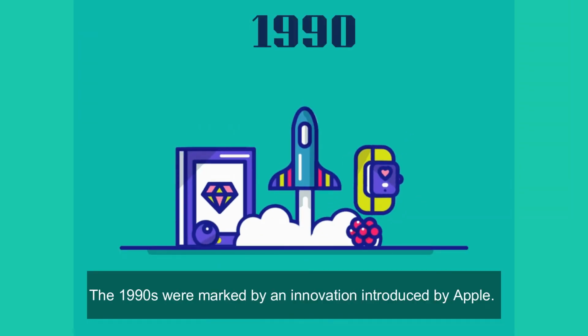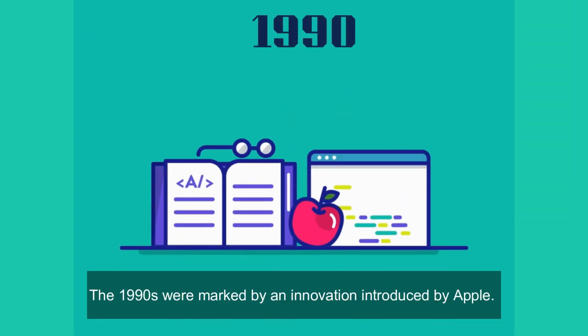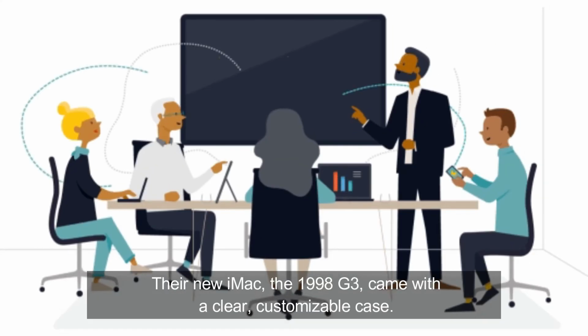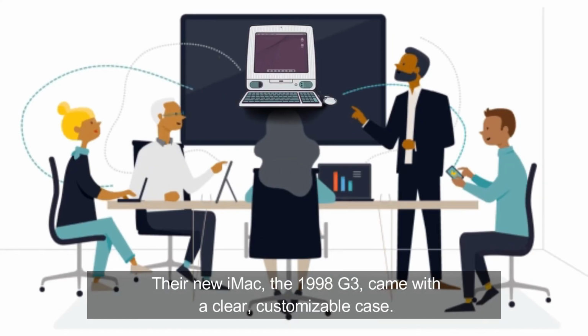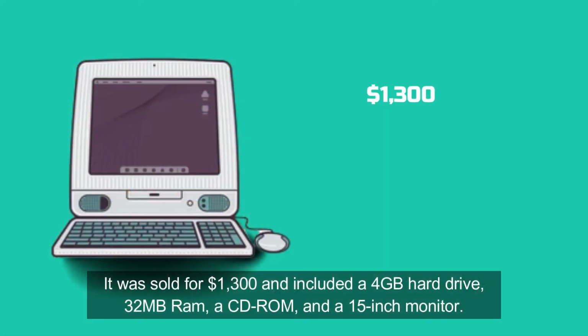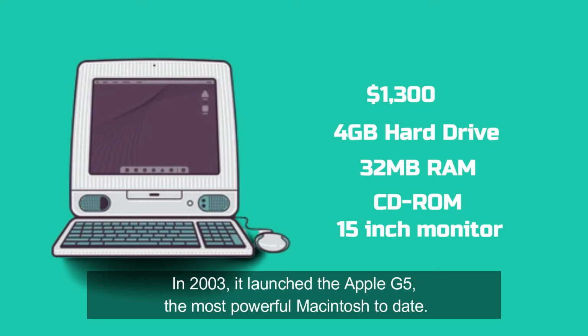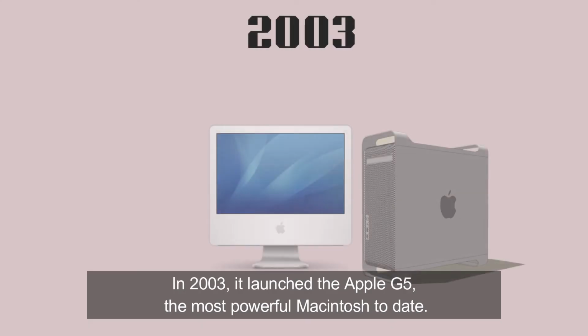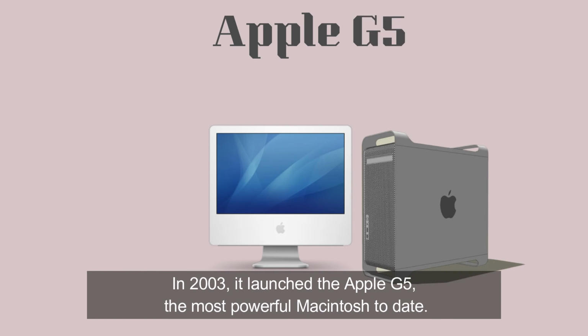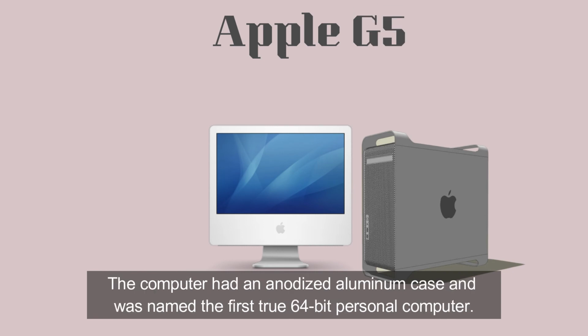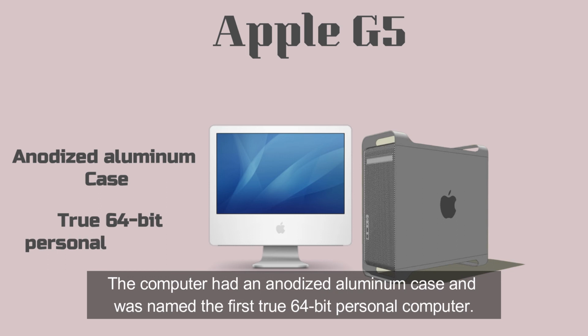The 1990s were marked by an innovation introduced by Apple. Their new iMac G3, in 1998, came with a clear customizable case. It was sold for $1,300 and included a 4 GB hard drive, 32 MB RAM, a CD-ROM, and a 15-inch monitor. In 2003, Apple launched the G5, the most powerful Macintosh to date. The computer had an anodized aluminum case and was named the first true 64-bit personal computer.